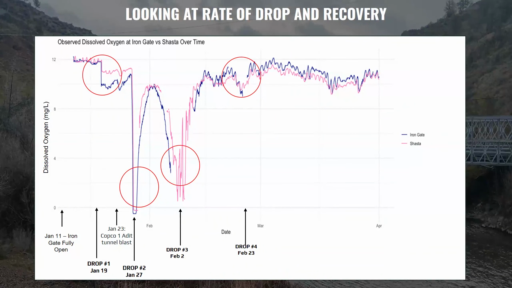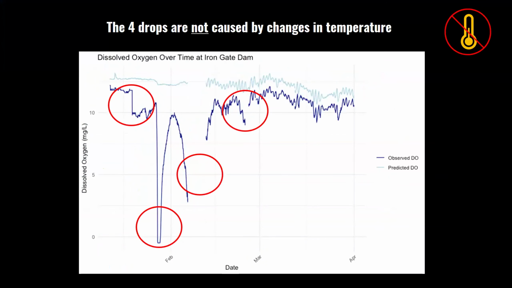Now, as an extra little side quest here, I did want to make sure that these drops were not driven by changes in temperature. So to rule out temperature as a driver of these drops in DO, I did use a Garcia-Benson model, which only takes temperature, salinity, and atmospheric pressure as inputs, and then models predicted DO. And so we see here at Iron Gate our observed DO in dark blue and our predicted DO based on those model outputs in light blue.